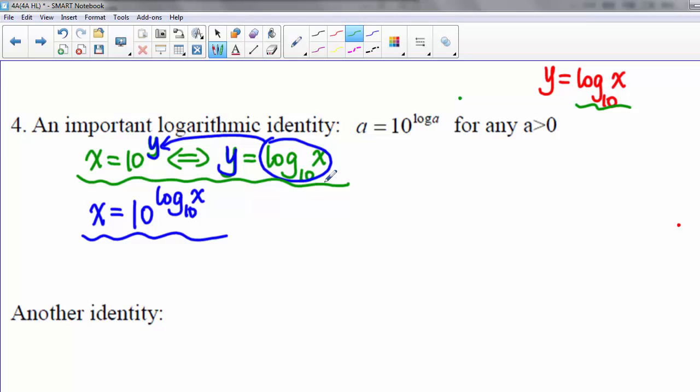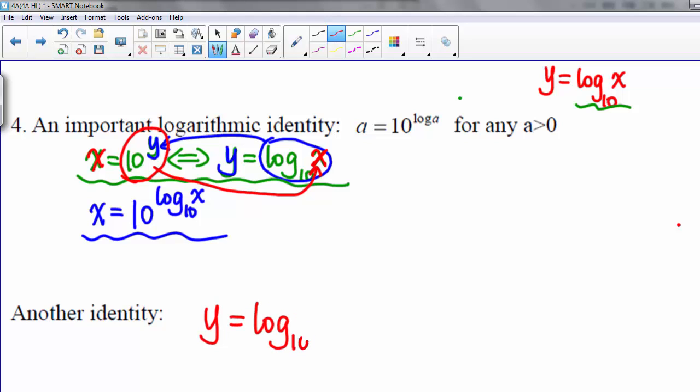What is the other identity? This time you also need to know that this x equals 10 to the power y. This x is the same as this x. So I can also use 10 to the power y to replace the x in the logarithm. So we find another identity, which is y equals log base 10, with this x replaced by 10 to the power y. So y equals log 10, 10 to the power y. This is another identity.